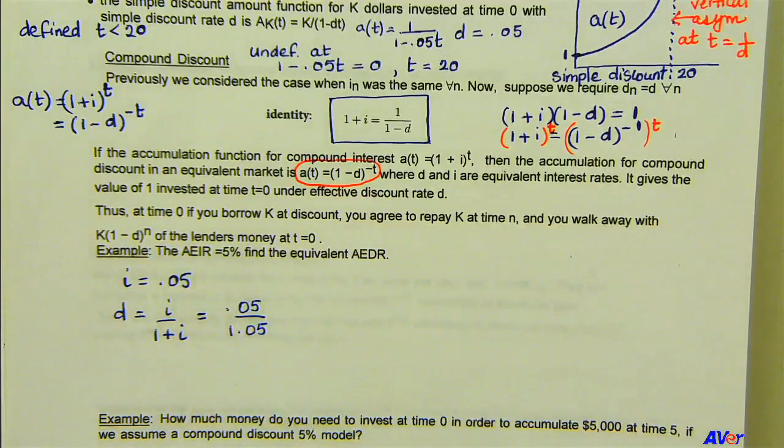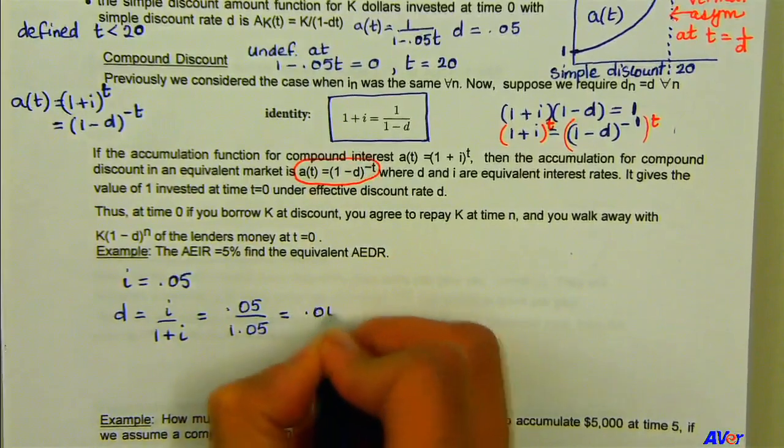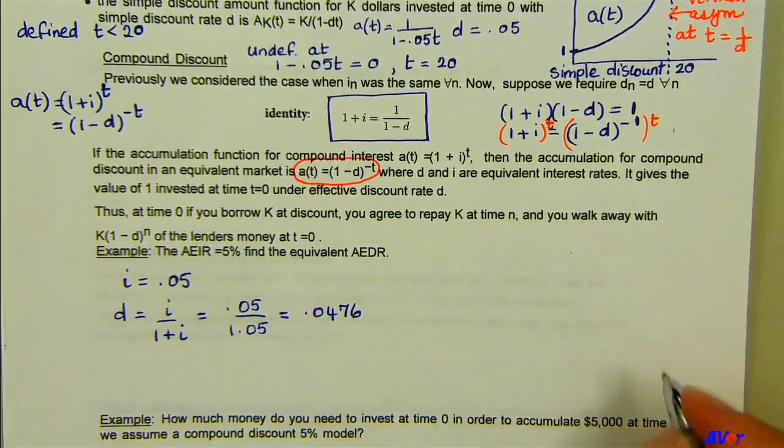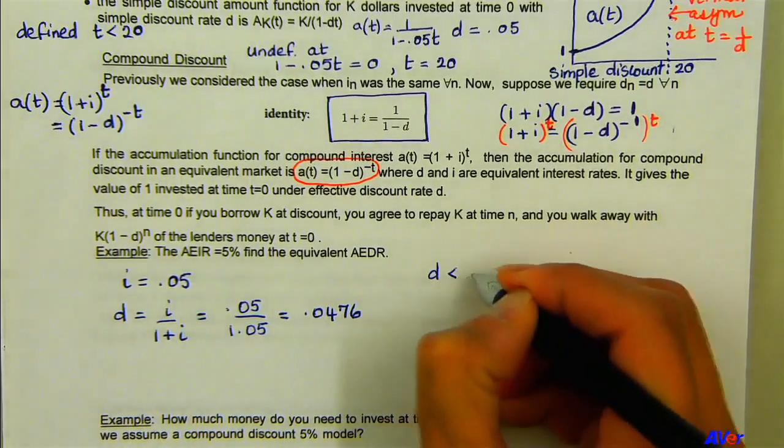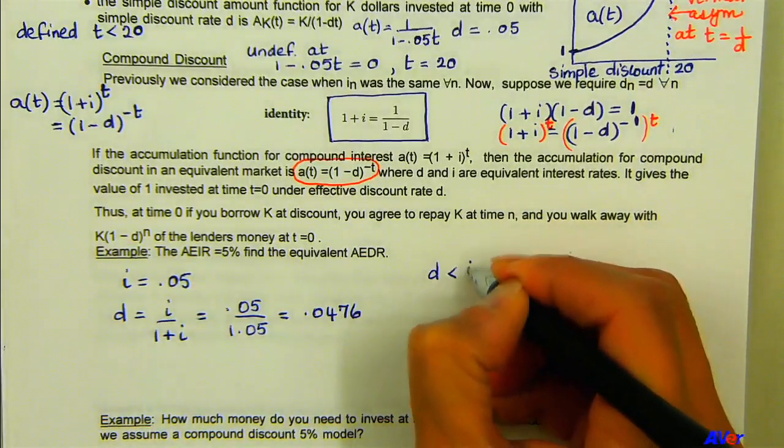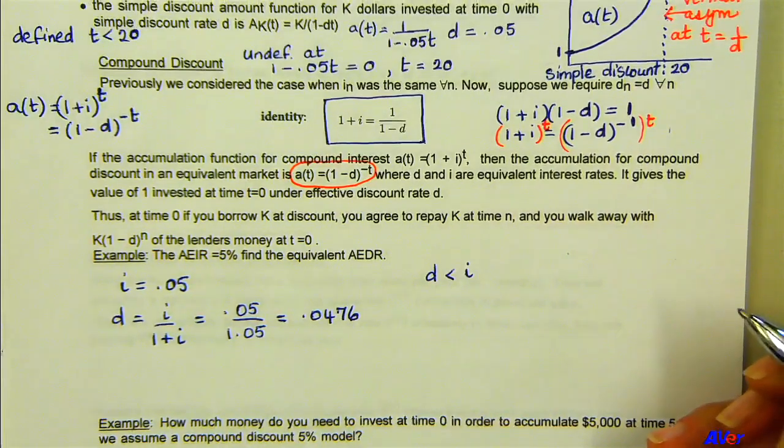And let's see what this is. 0.05 divided by 1.05. And I get 0.0476. As we said last time, d will be less than i. And it is.